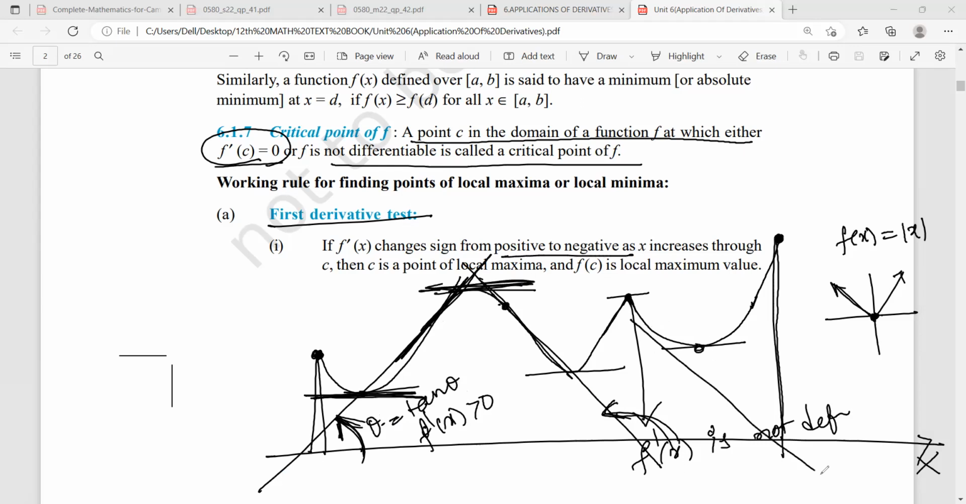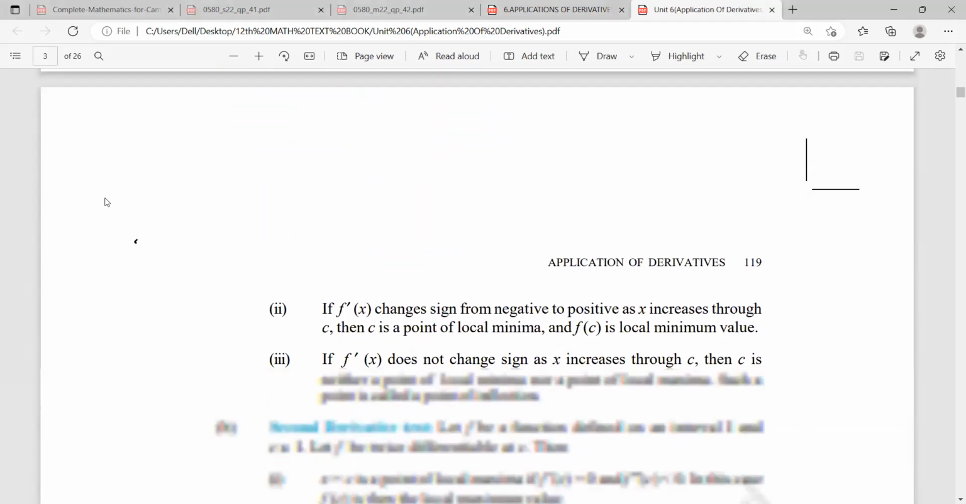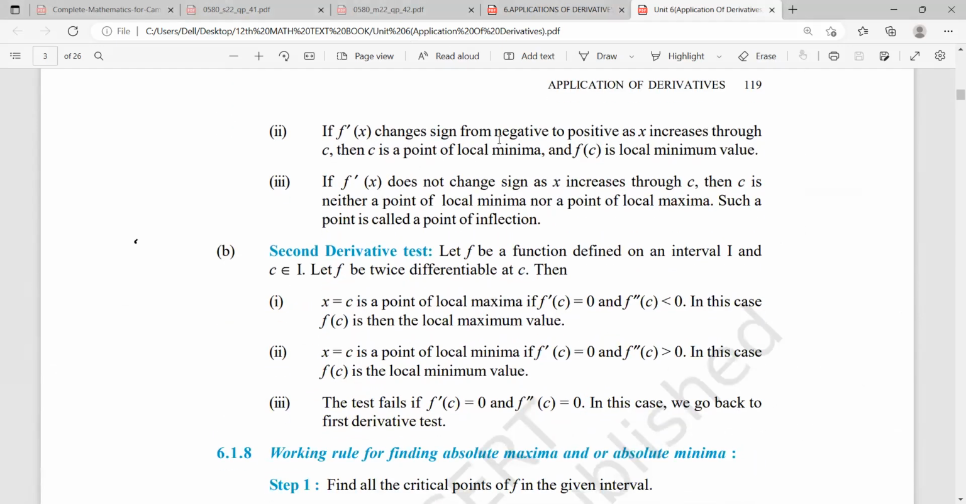If it changes its sign from negative to positive, then it will have a minimum. Okay? That's what the first derivative test is. So if f dash of x changes from negative to positive, then c, that means increasing to decreasing, c will have a local minimum. If it doesn't change its sign, then c is neither a point of local maximum nor local minimum.